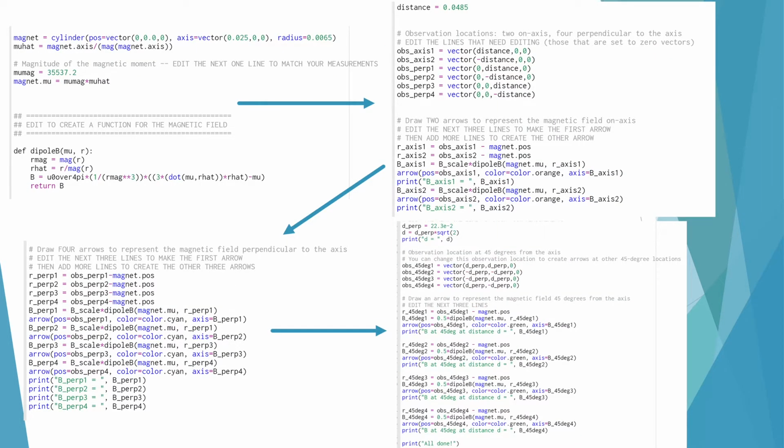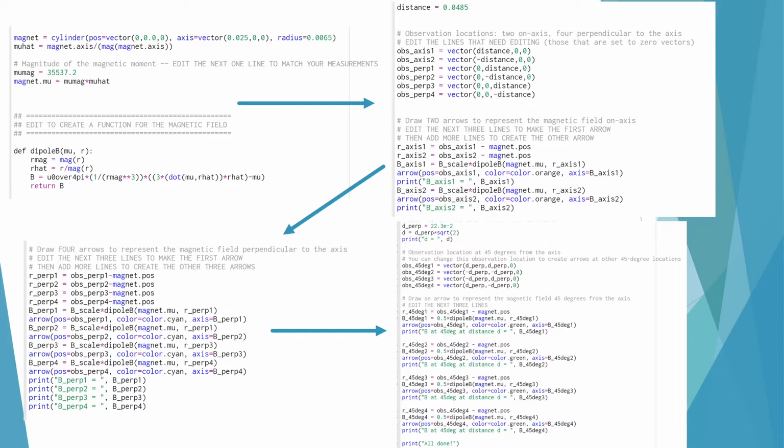To go through my code, starting in the top left corner, we made a function for the magnetic field due to the magnetic dipole. Then going over to the right side, we calculated the observation locations at different distances away from the magnet on the axis.